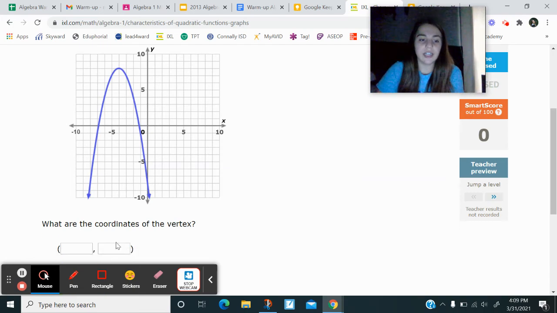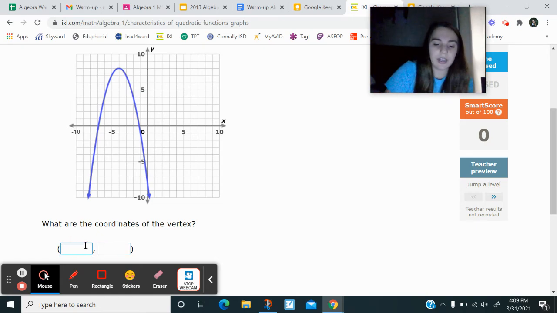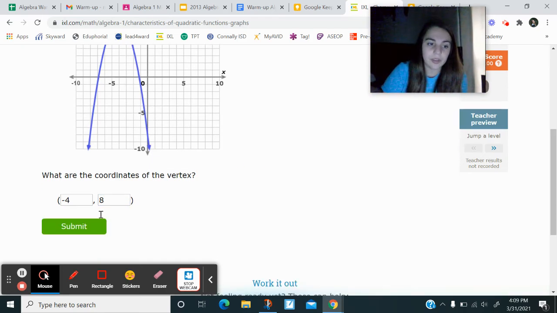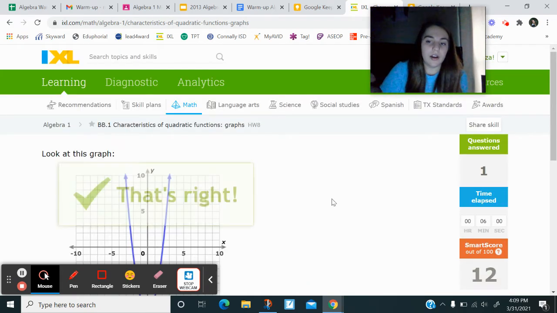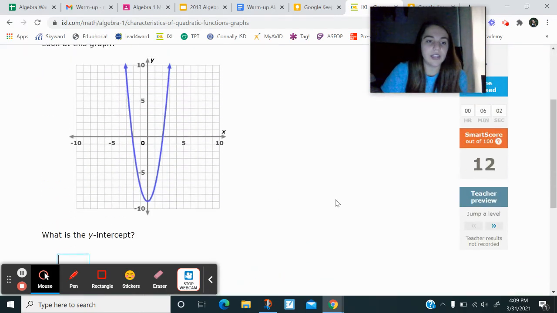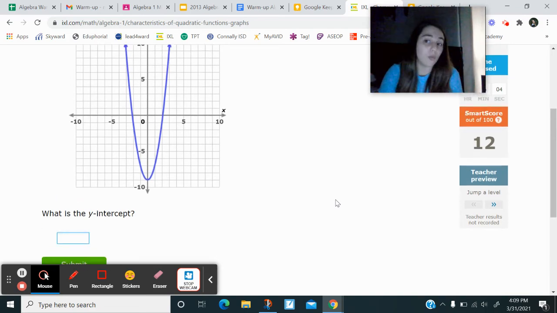This is a vertex, and it is asking you to put it in coordinate form. The vertex for this graph is way up here. It is -4, 8. So I'm going to type -4, 8. This was me just finding the regular old coordinate for that point. Now it's asking for the y-intercept. It doesn't matter where the graph is, somewhere it's going to cross the y-axis. This one just so happens to cross the y-axis way down there at -9.